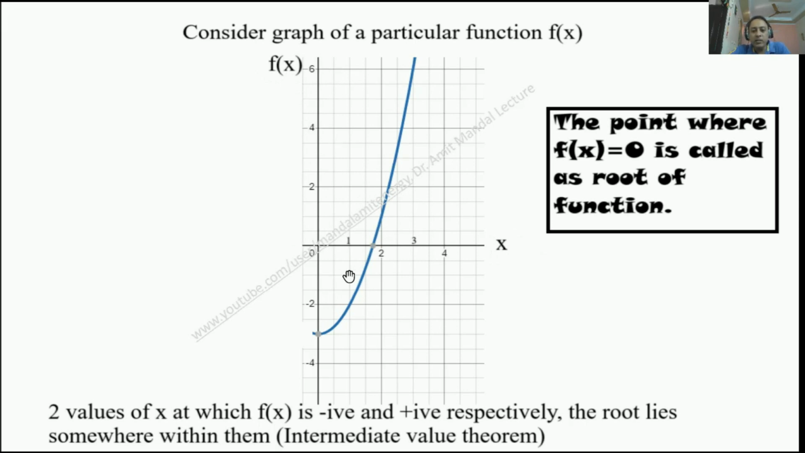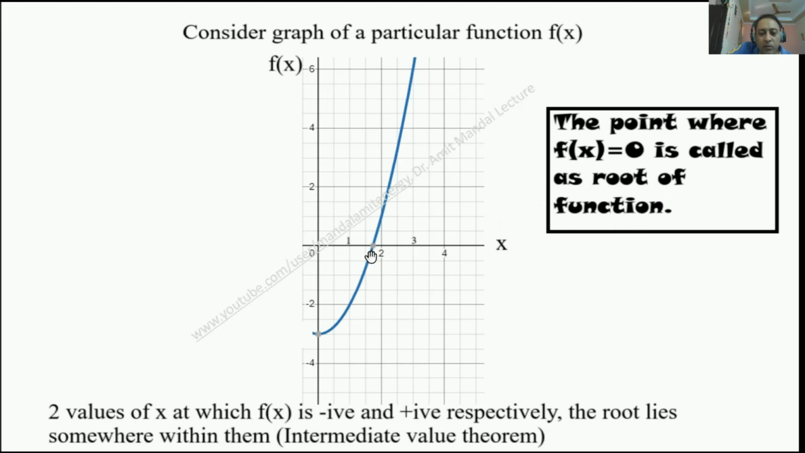Now you can see that the graph of this function is intersecting the x-axis at some point, where f(x) becomes 0. For this x, f(x) becomes 0, which is called the root of the function. The root of the function is the point where, if you put in that x, you get 0 as the answer, means y becomes 0. So this is the root of the function.